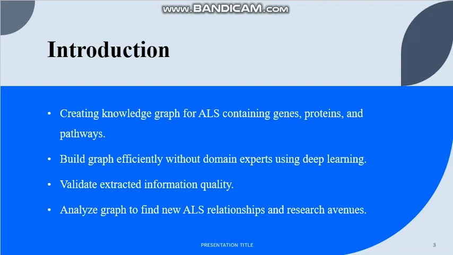Create an ALS specific knowledge graph, or ALS-KG, containing entities, for example genes, proteins, pathways, and the relations between them. Enable efficient construction without depending on domain experts through novel deep learning techniques. Validate the extracted information to ensure quality and reliability. Analyze the ALS-KG to identify previously unknown relationships and guide future research efforts.